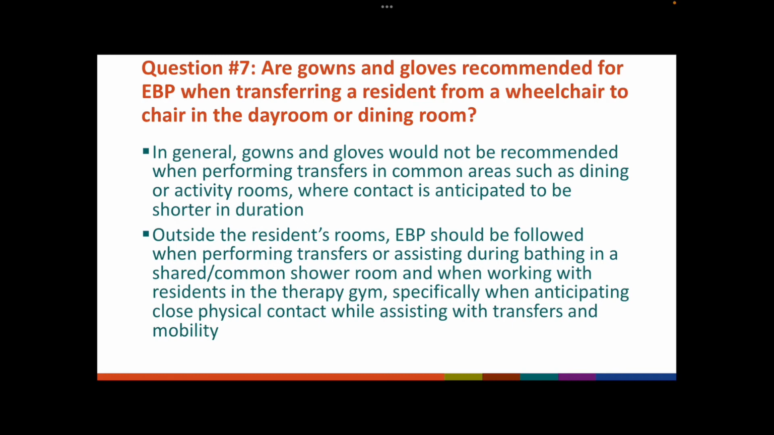However, outside of the residence room, EBP should be followed when performing transfers or assisting during bathing in a shared or common shower room, and when working with residents in the therapy gym, specifically when anticipating close physical contact while assisting with transfers and mobility.